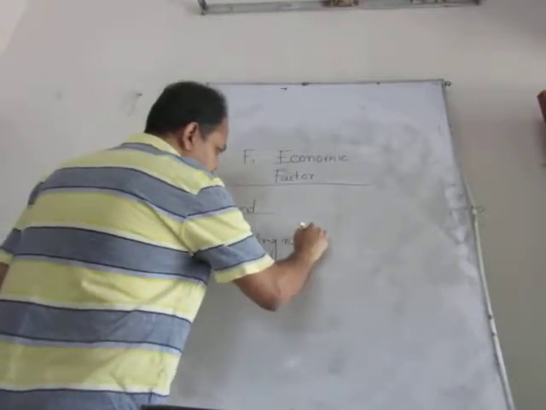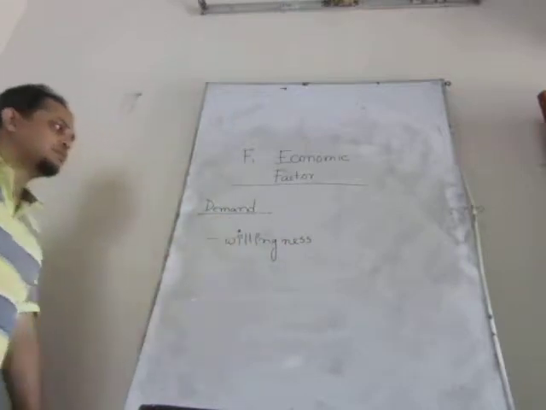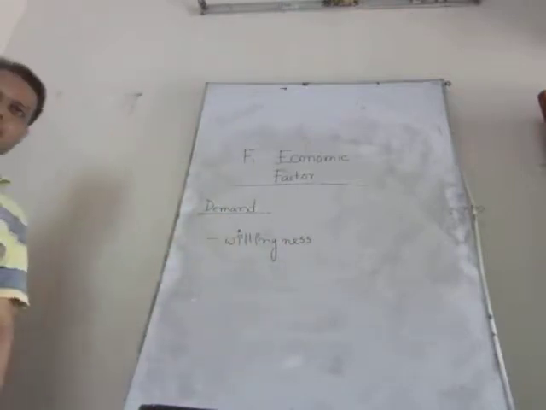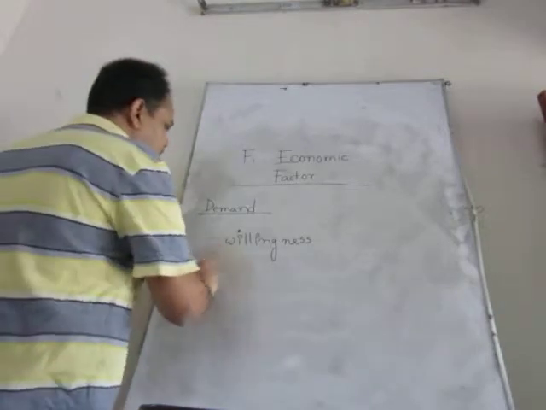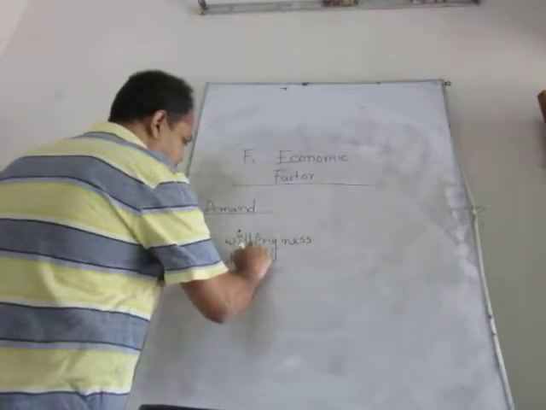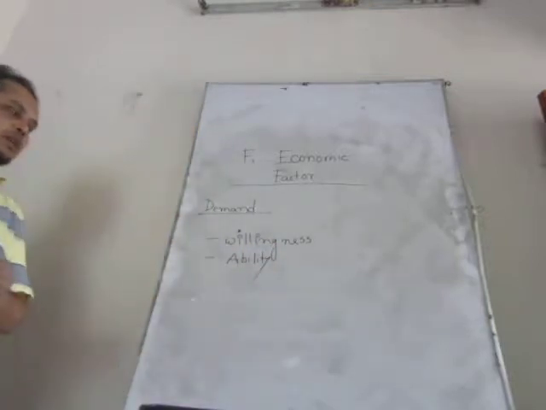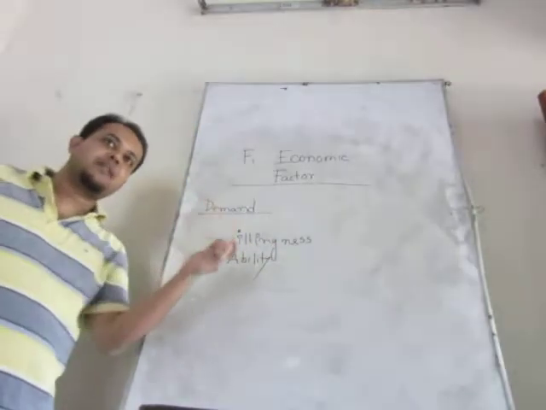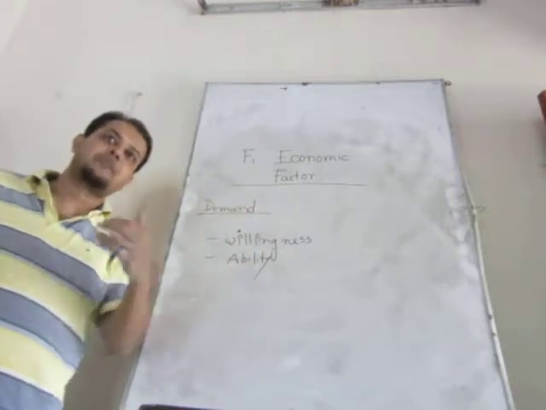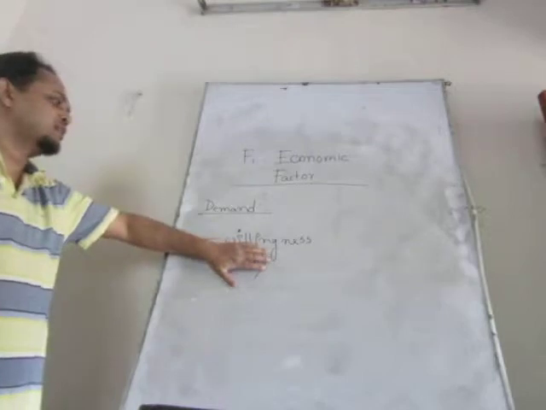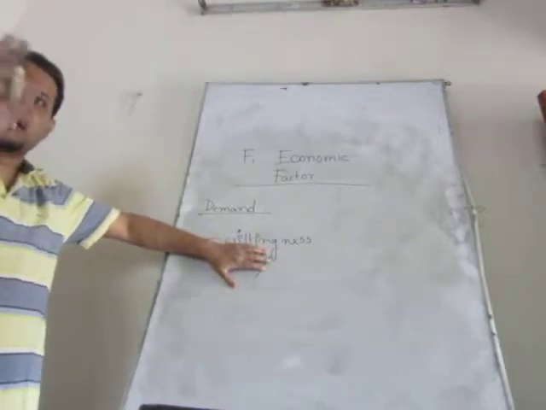Willingness. First of all, we have some specific desire, that is, I want this, right? Then ability. If the customer has the ability to have that or grab that at a specific price, only then that is demand. Willingness alone is not a kind of demand.